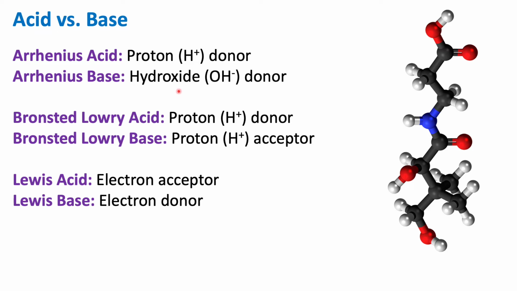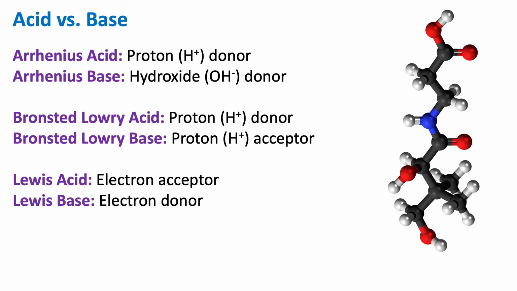Now, that's pretty straightforward and simple, but that's not the common definition we use when we discuss acid-base chemistry. The more common definition of an acid and base is the Bronsted-Lowry acid and base. In a Bronsted-Lowry acid and base, we have the acid as the proton donor and the base as the proton acceptor. This is what we commonly see. Now, the last definition that we also have to quickly understand is the Lewis acid and the Lewis base. A Lewis acid will be the electron acceptor, whereas the Lewis base will be the electron donor.